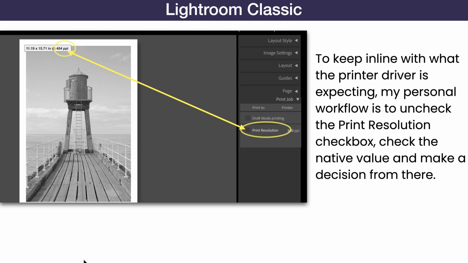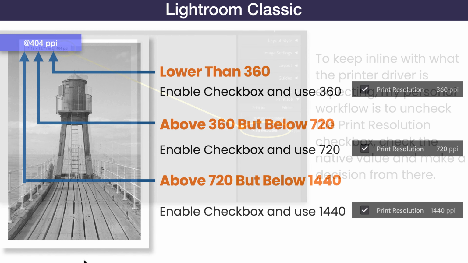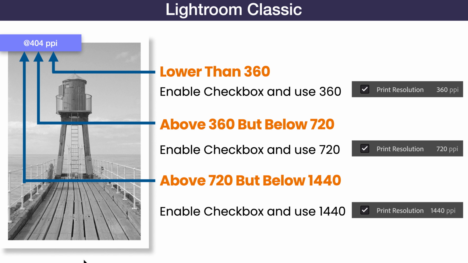So my rule of thumb is simple. If the value that we're seeing as the native value is lower than 360, I will enable the checkbox and enter a value of 360. So I will bring it back up to 360. If the value is above 360, but it sits below 720, again, I don't want to bring it down to 360, I will take it to the next value, which is 720, and this is for the Epson printer.